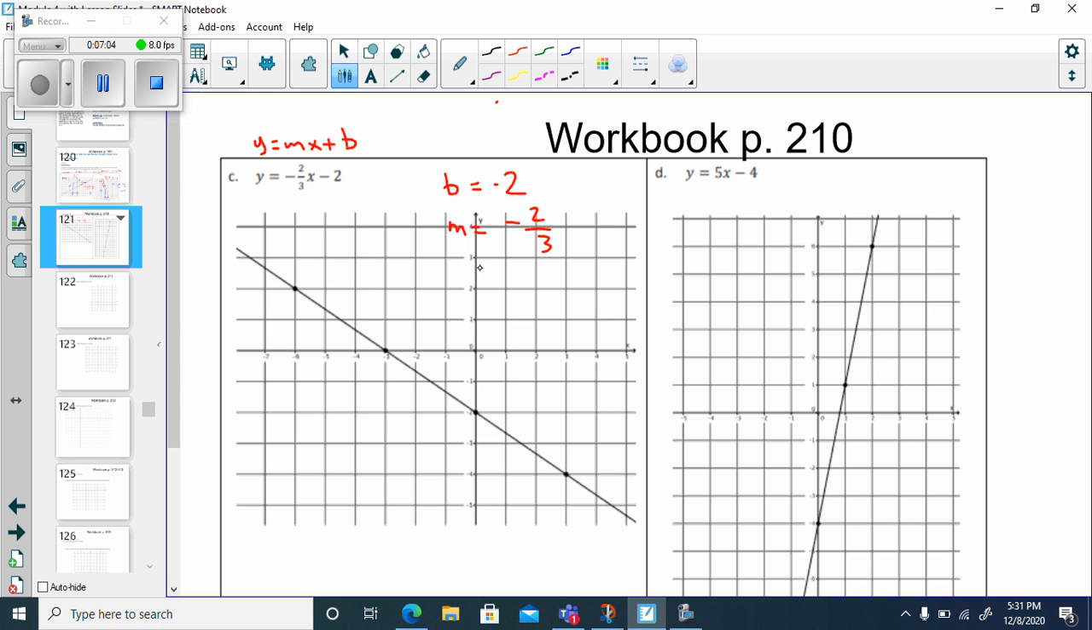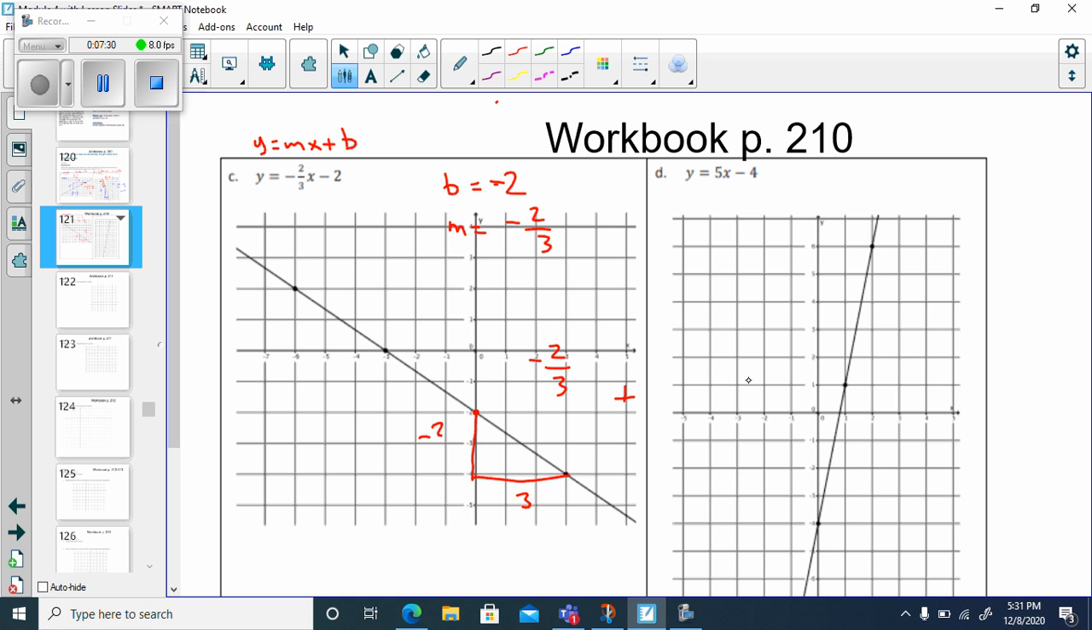Here's my origin, and here's my y-axis. Where's this crossing over at? -2, just as we said. And my slope, well, let's see what we get. Rise over run. I'm going down 2, and I'm going in the positive direction on the x-axis. 1, 2, 3. Okay? My slope's -2 over 3. Yep.